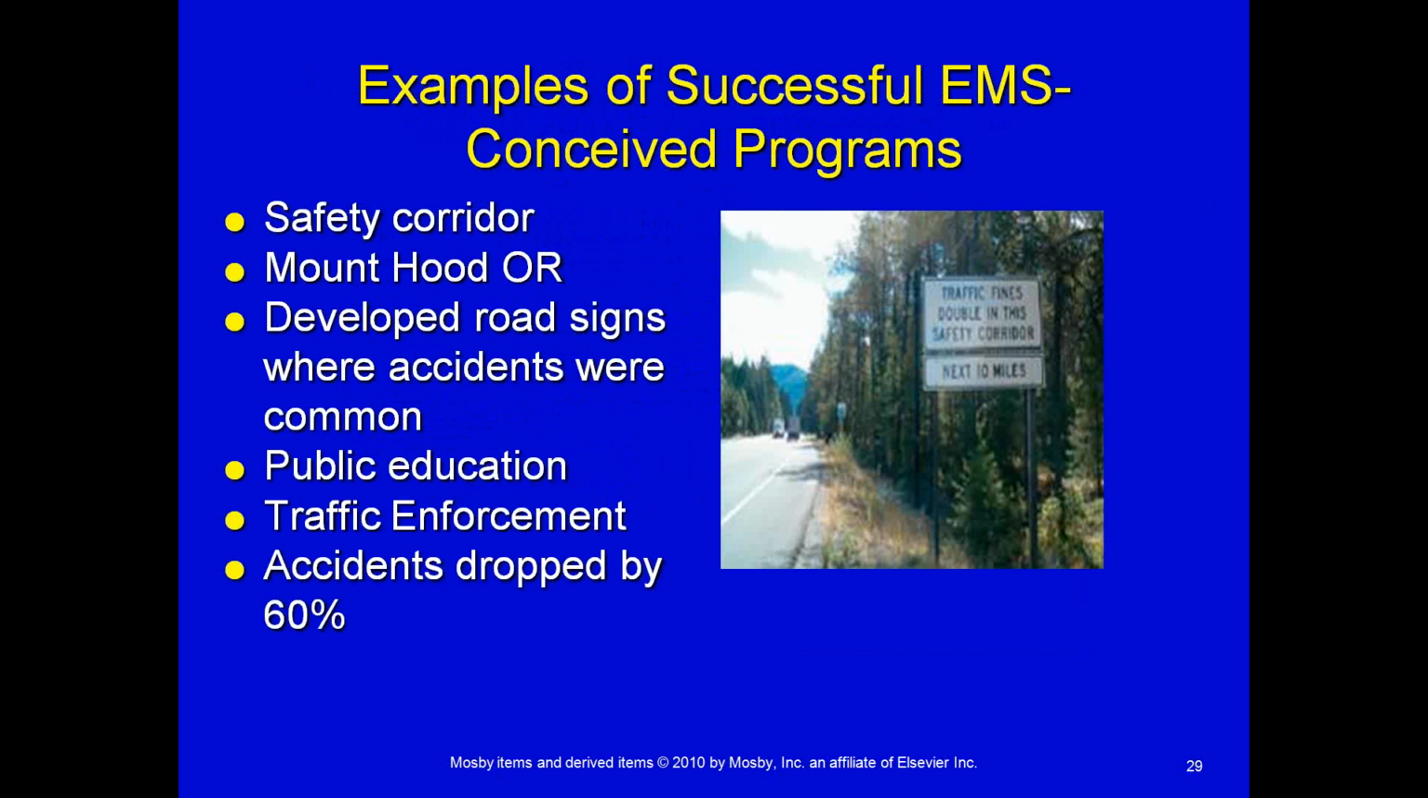Here's an example of an EMS-conceived program. It's called Safety Corridor. It occurred in Mount Hood, Oregon. They developed road signs where accidents were common. They went out and educated the public, and they stepped up traffic enforcement in these areas. And when doing so, they noticed that accidents in these areas, where accidents were common, dropped by 60%.